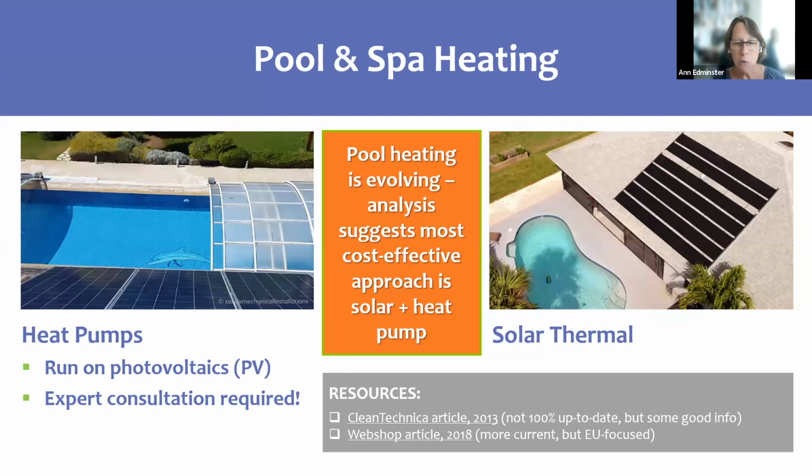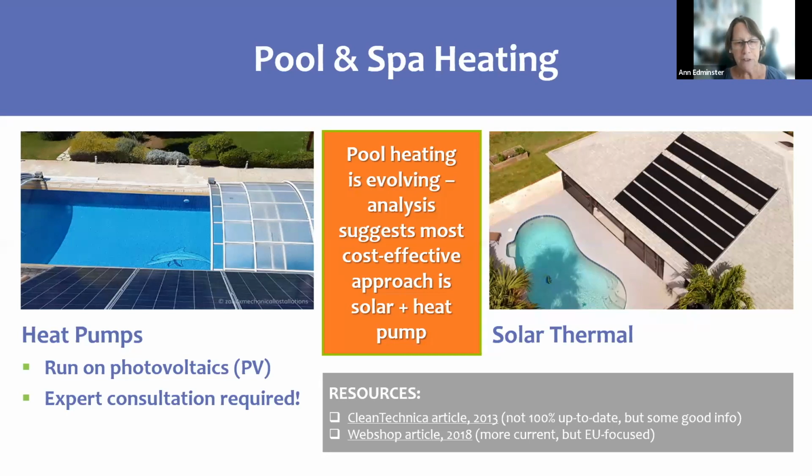A little bit trickier, or really potentially a lot trickier depending on the climate and the client needs or desires for use of a pool, is pool and spa heating. So heat pumps are, once again, a really attractive option because they can run off photovoltaics and are highly efficient. On the other hand, there is not yet a lot of experience out there in the pool heating or HVAC community on getting those systems designed and set up properly.